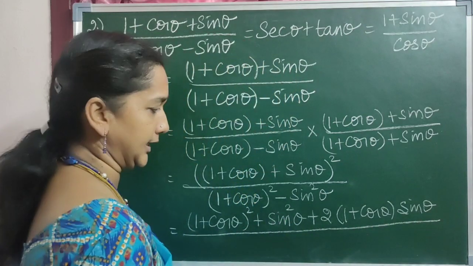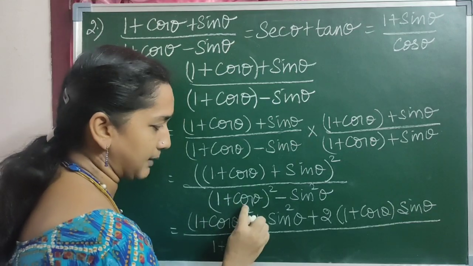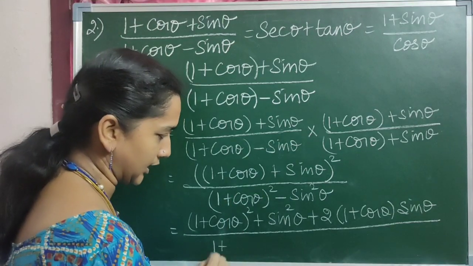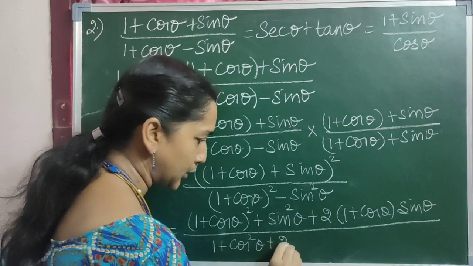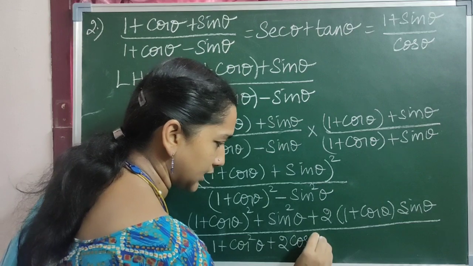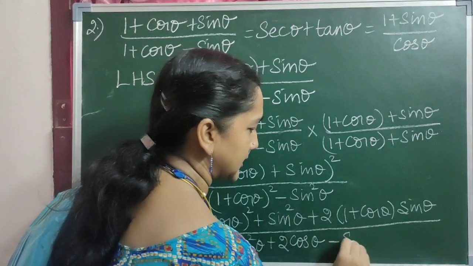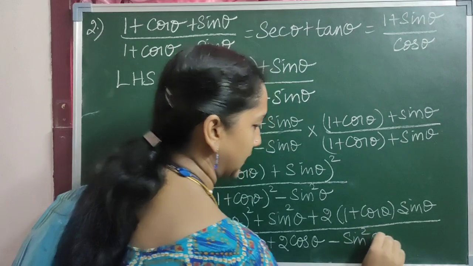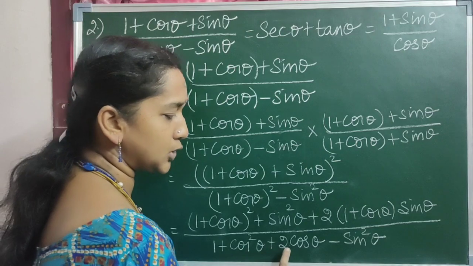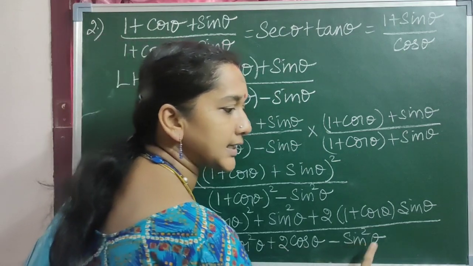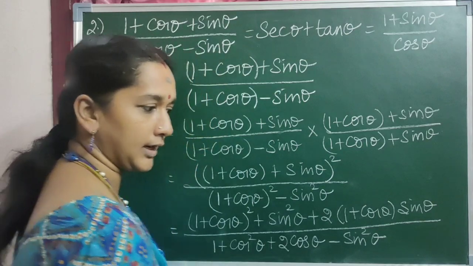For the denominator, this is (A plus B) the whole square. So, A squared plus B squared plus 2AB. Our 2AB is 2 cos theta. Then minus sin square theta. So 1 plus cos square theta plus 2 cos theta minus sin square theta. This is for the denominator.